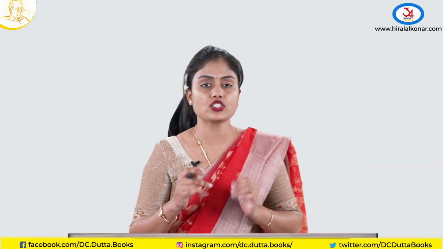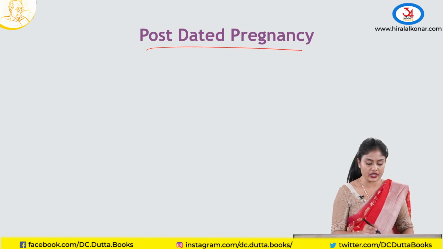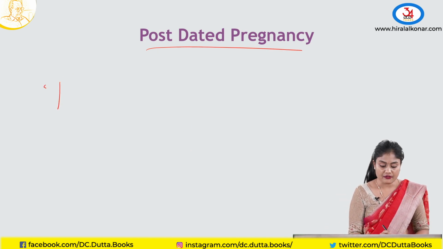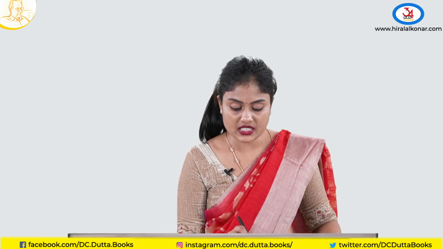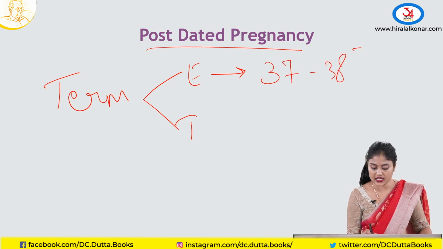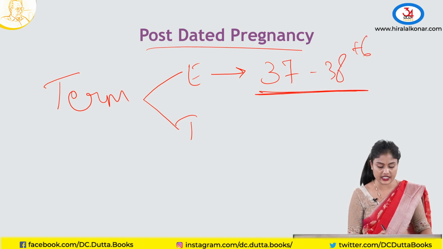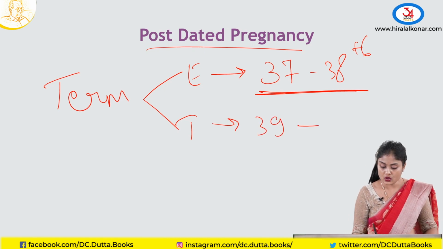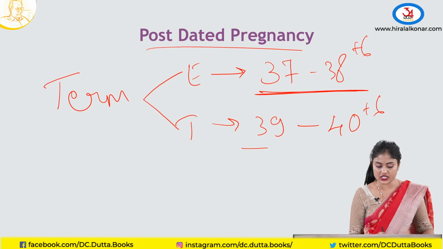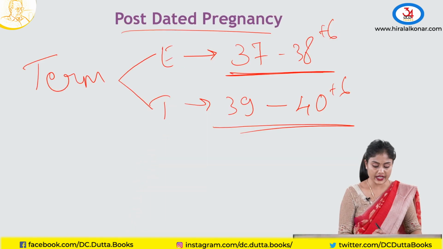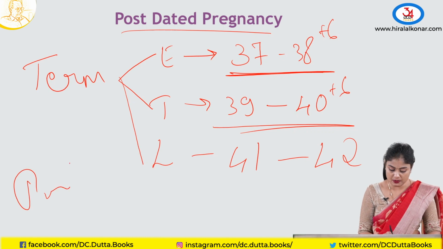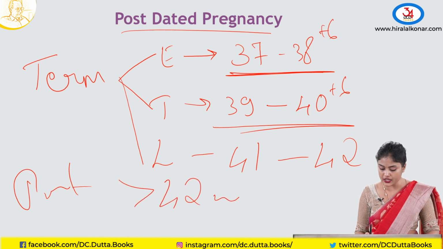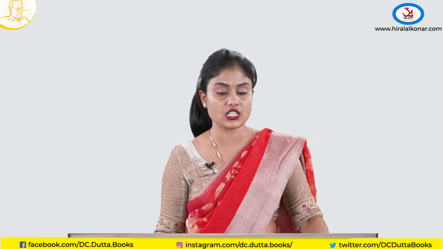So how do we manage a case of post-dated pregnancy? Before going to that, what is post-dated? First is term pregnancy. It is early term and term. Early term, that is 37 to 38 plus 6 weeks period of gestation. 39 to 40 plus 6 weeks period of gestation is term pregnancy. Next, late term, that is 41 to 42 weeks period of gestation. What is post-term? Post-term is more than 42 weeks period of gestation. Then we say it as post-term pregnancy.